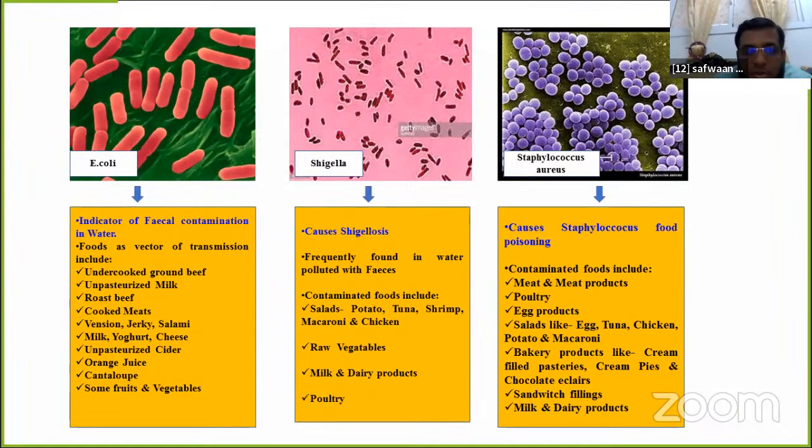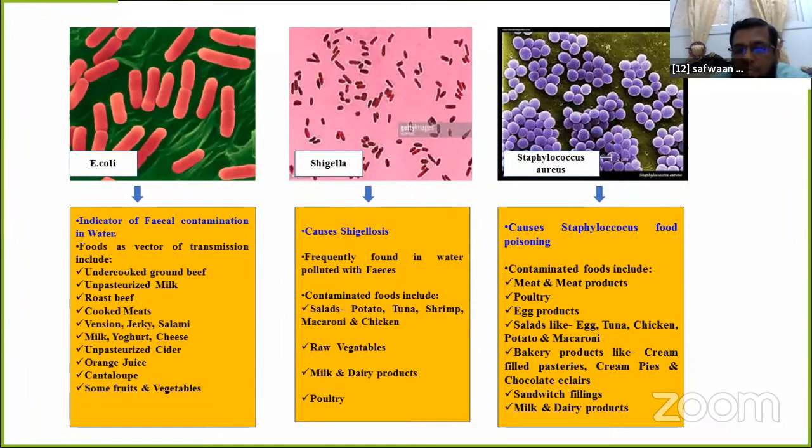Shigella, causing shigellosis, is found in polluted water and feces. It contaminates salads, potato, tuna, shrimp, raw vegetables, milk and dairy products, and poultry. Here, this organism we are not testing. Generally, the test is done in English countries.